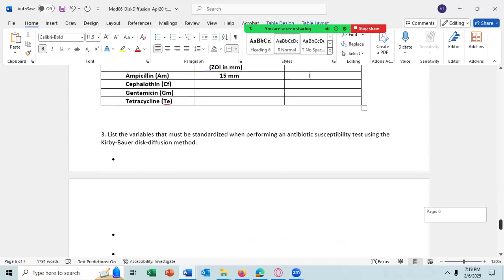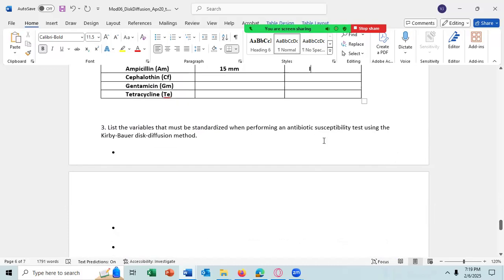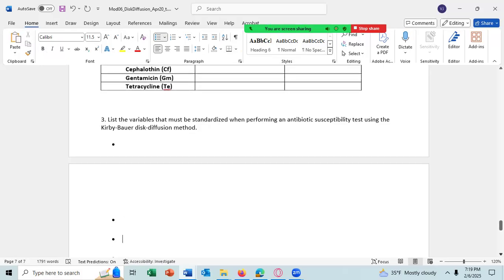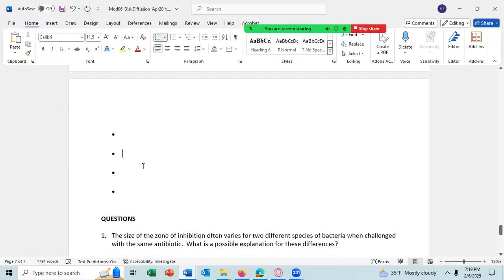List the variables that must be standardized when performing the antibiotic susceptibility test, meaning the Kirby-Bauer diffusion method. And this is given to you in the lab module. Okay? So state it there. And once again, you have to fill in an answer for each asterisk. So 3, 4, 5 things that we standardize in the Kirby-Bauer diffusion test.